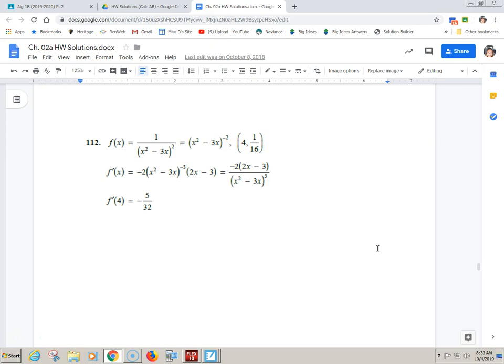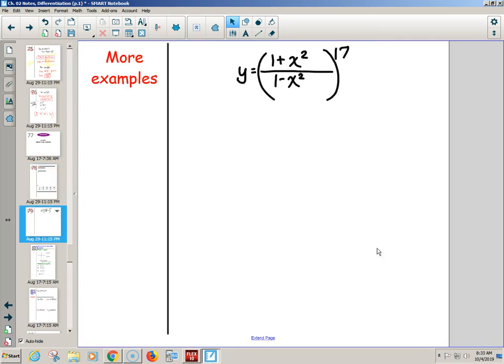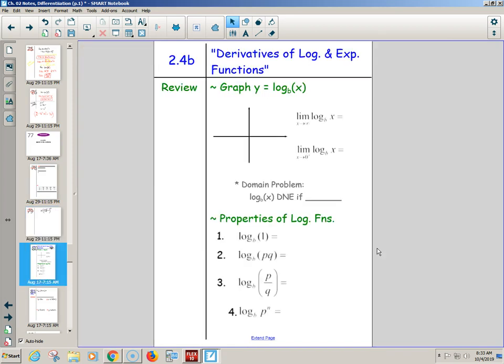Because I want us to start 2.4b, the final section before the next test. It'll be Monday's warm-up. Oh, so good.